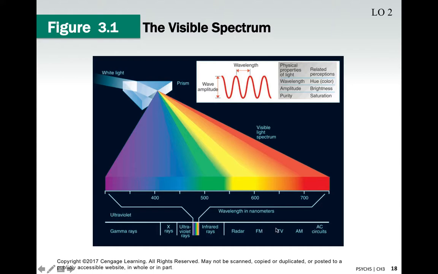You look over here: radar, FM, TV, AM. I don't know where you put Wi-Fi or whatever. Maybe that fits in here too. Or you have gamma rays and X-rays and ultraviolet waves. These are things that we just flat out cannot see. So we can only see this tiny spectrum, I would call it tiny by comparison, of visible light.